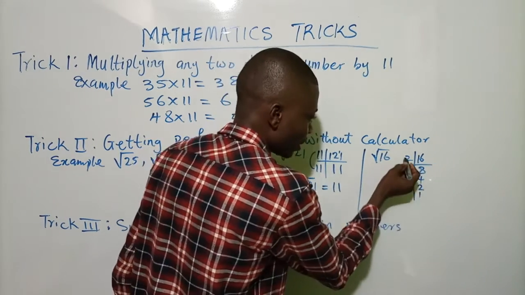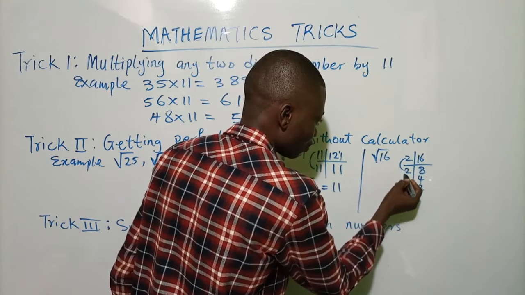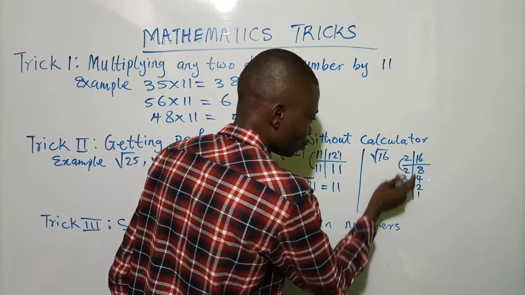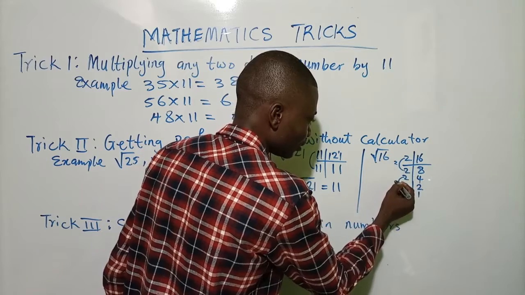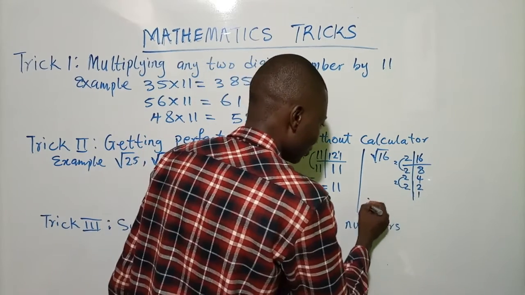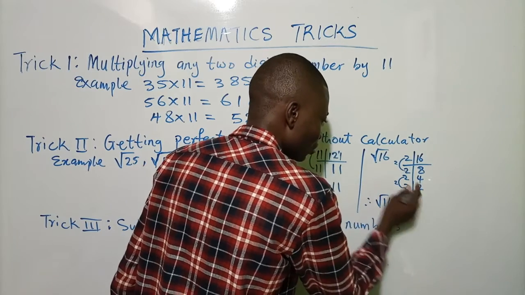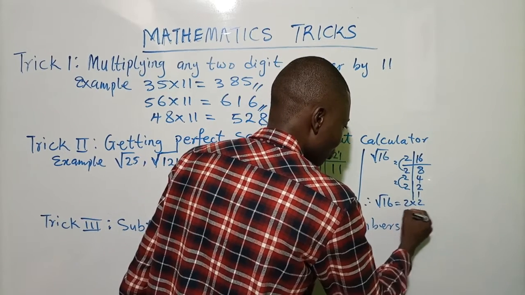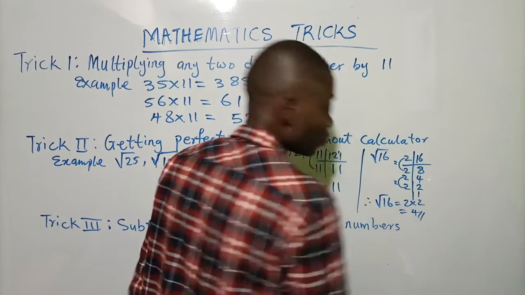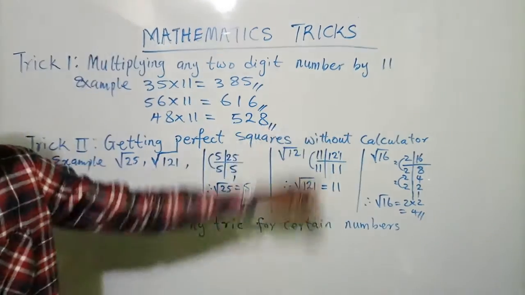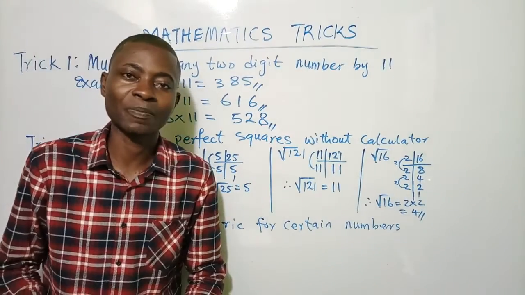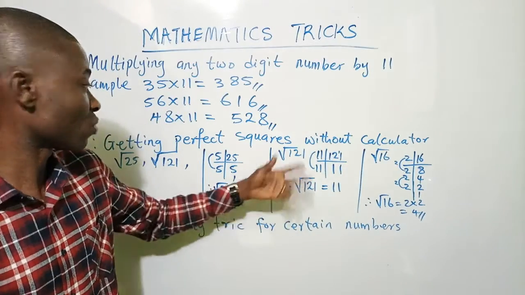So what? As I said, you group them in twos. 1, 2, 2, 2. So you take out 1. You pick one of them. So therefore, the square root of 16 is equal to what? 2 times 2, which equals 4. So you can try this method out in finding the perfect square at any point in time.